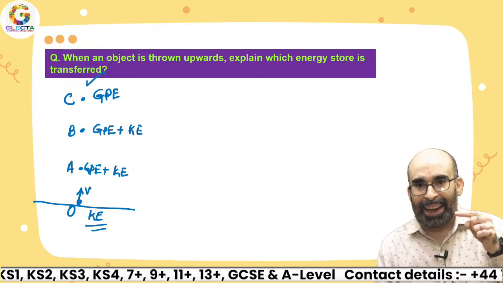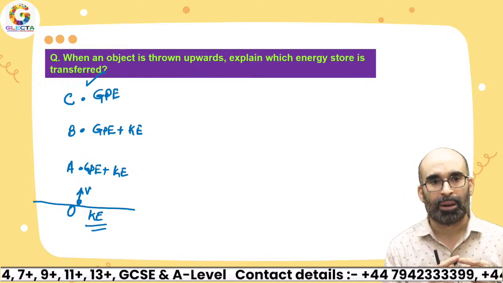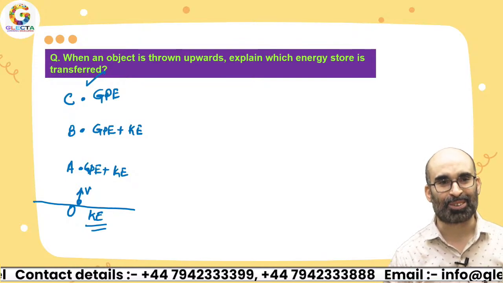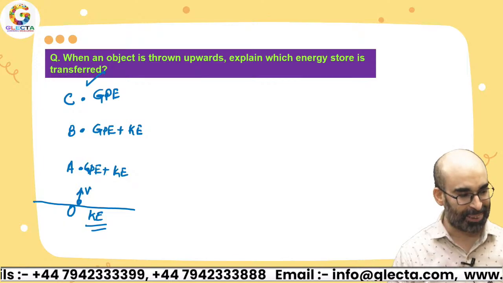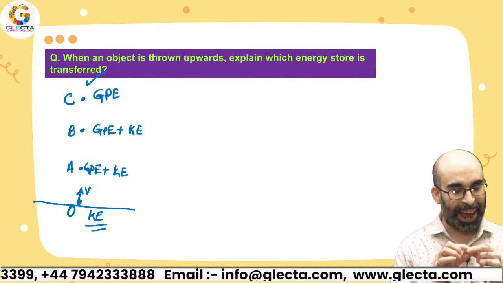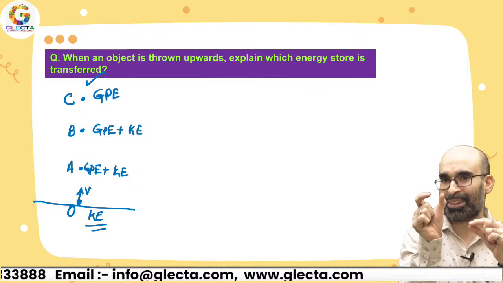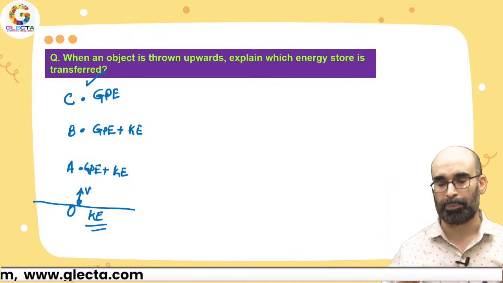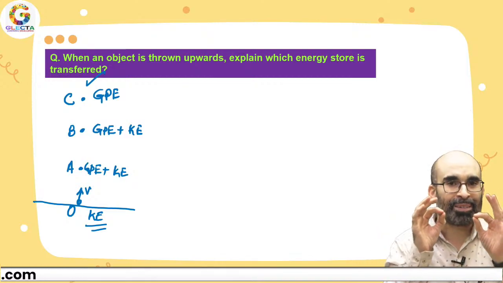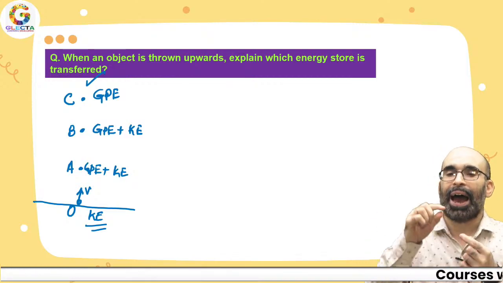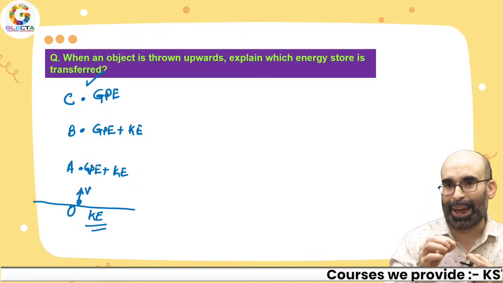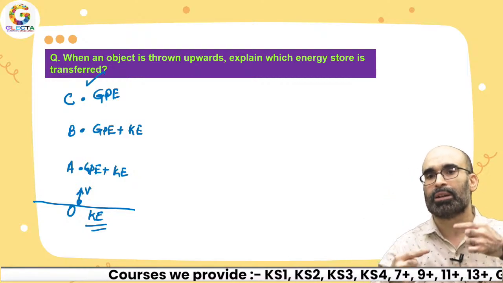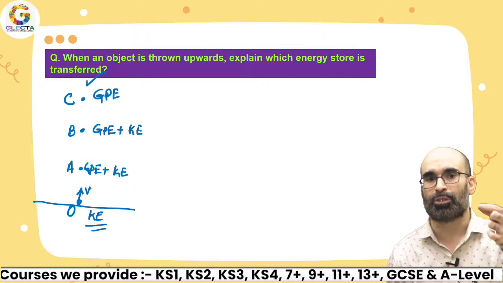Now at point A, focus on that, Dennis. Dennis, focus on that. At point A, both energies would be there. Entire energy, let's say I'm taking 200 joules. So 200 joules you will obtain at point O, point A, point B and point C. At point C, the entire energy will be in the gravitational potential energy store.